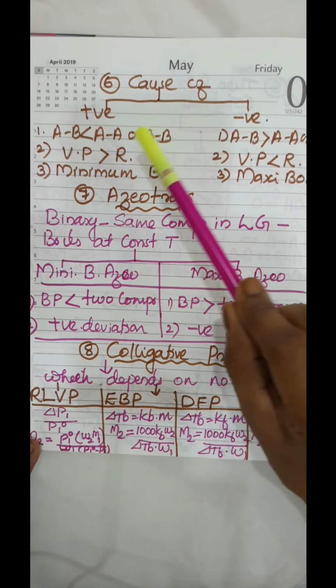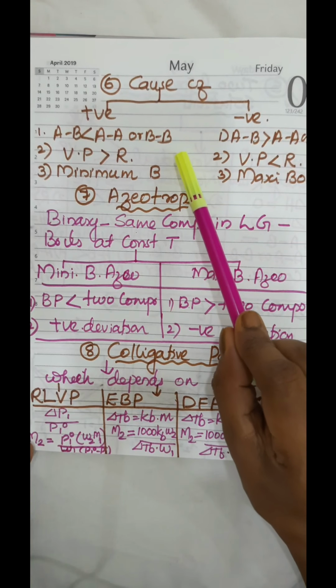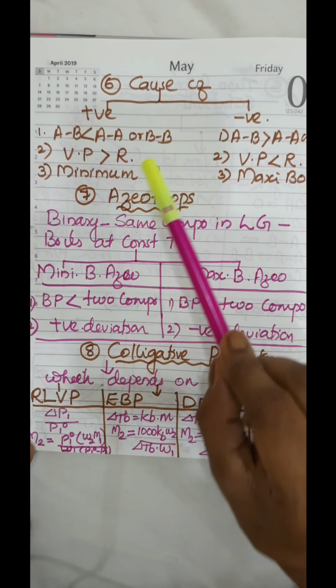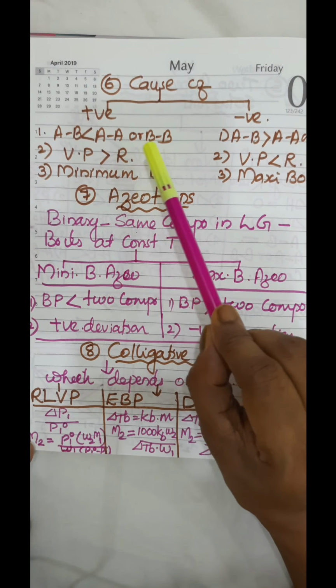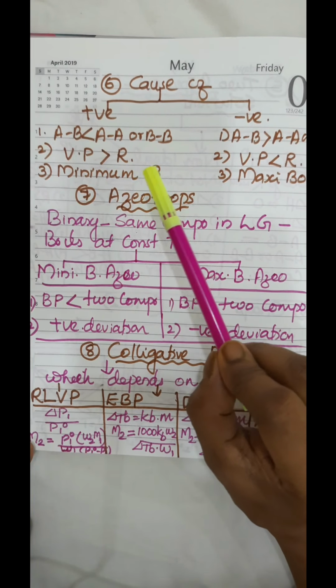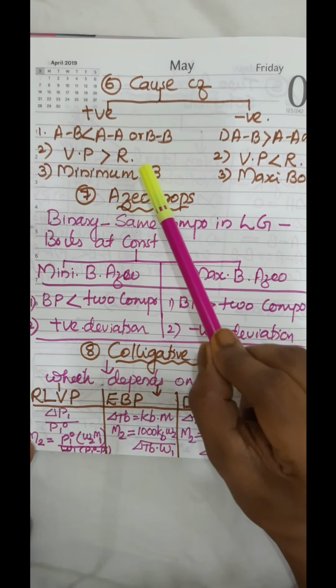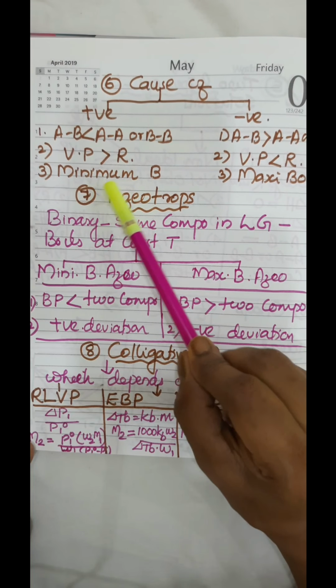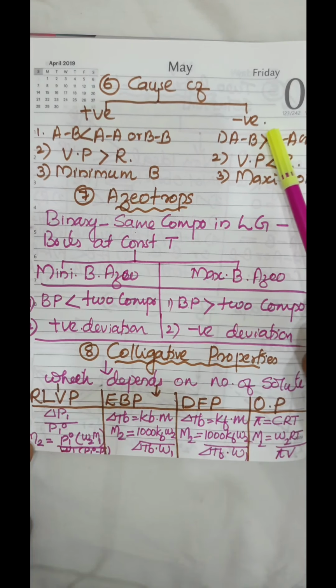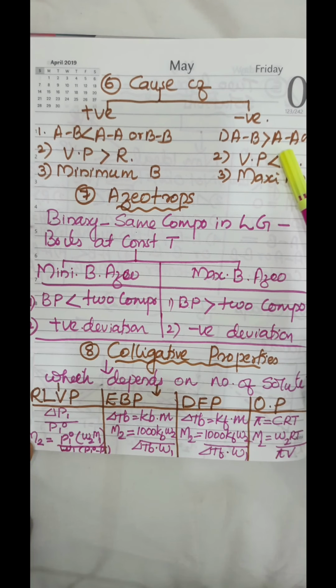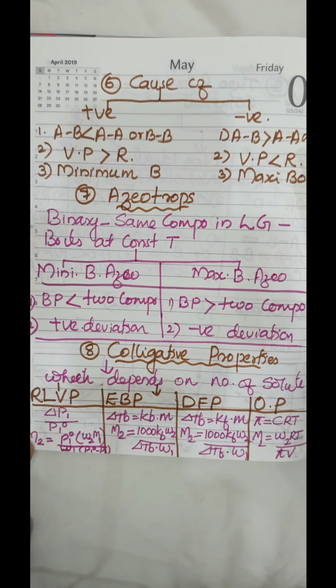Next is the cause of positive and negative deviation. What is the reason for positive deviation? AB interaction is less than AA or BB interaction, so A and B can easily vaporize. That is, vapor pressure is greater than the pressure expected from Raoult's law. Vapor pressure is more, therefore the boiling point is minimum. Then the cause of negative deviation: here AB interaction is greater than AA or BB interaction, so A and B cannot vaporize easily. So the vapor pressure is less than the pressure expected from Raoult's law, and they have maximum boiling points.